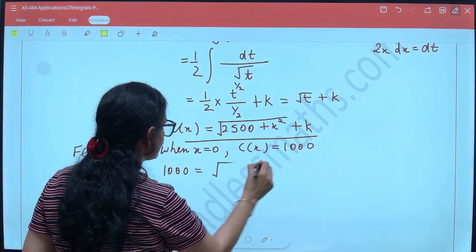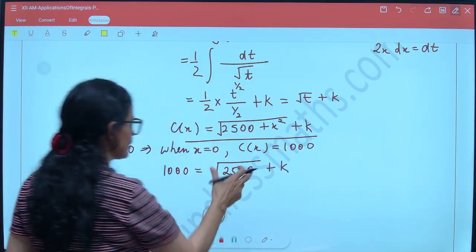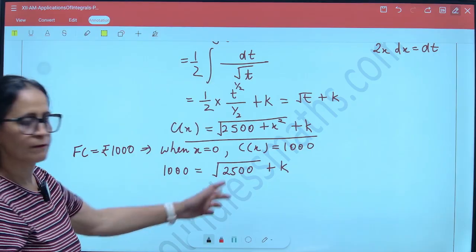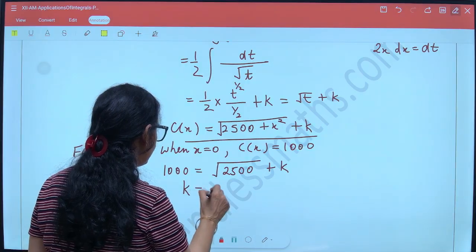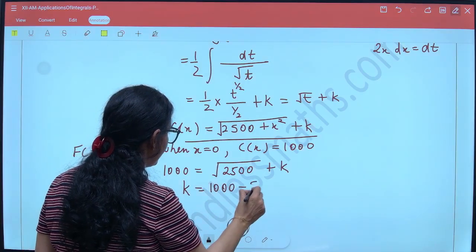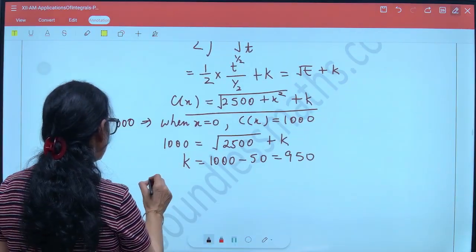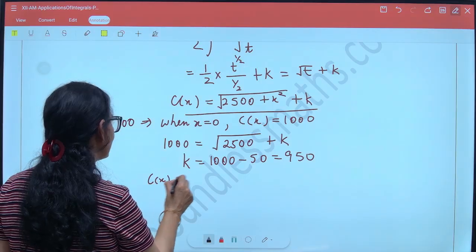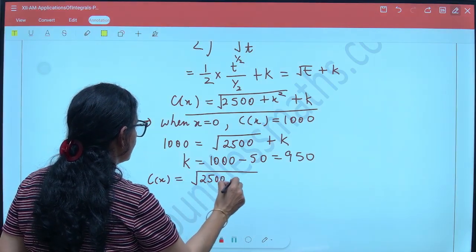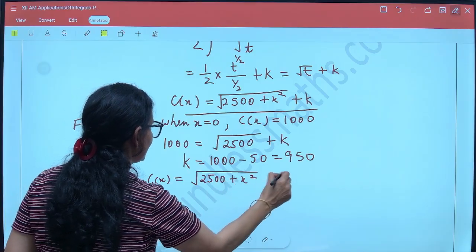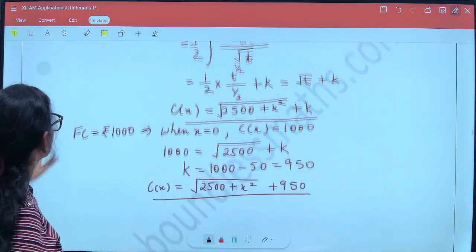So this becomes square root of 2500 plus k. Square root of 2500 is 50. So let's bring 50 to the other side. K becomes 1000 minus 50, and that is 950. So that means the total cost function is square root of 2500 plus x square plus 950. So this is my total cost function.